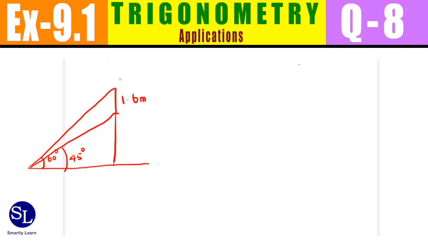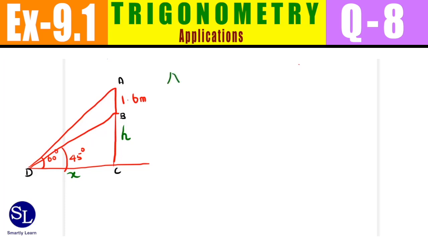Let's mark the vertices. So this is A, B, C, and this is D. Now I'm going to mark, this is 1.6. I'm going to mark the height of the pedestal, which is BC, as H, and CD as going to be X. Now let's try to calculate the values.